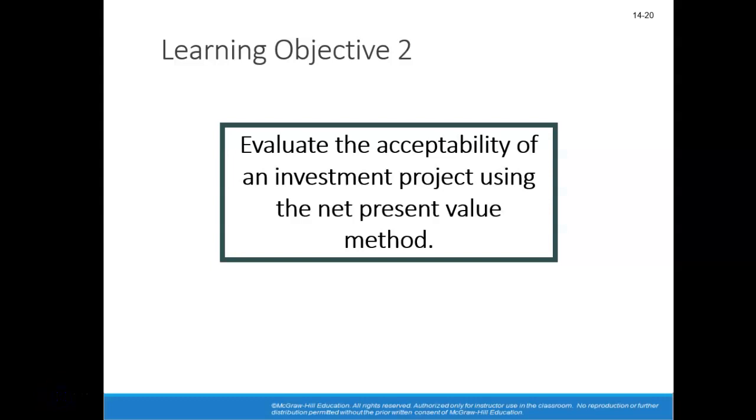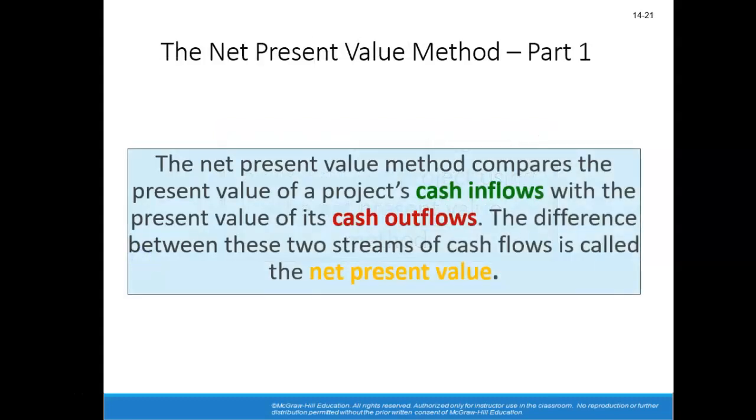We will now look at what's known as the net present value method to determine which investment projects we're going to accept and which ones we're going to reject. What the net present value method focuses on is the cash inflows and the cash outflows of an investment project. But we look at the present value of those cash inflows and the present value of those cash outflows.